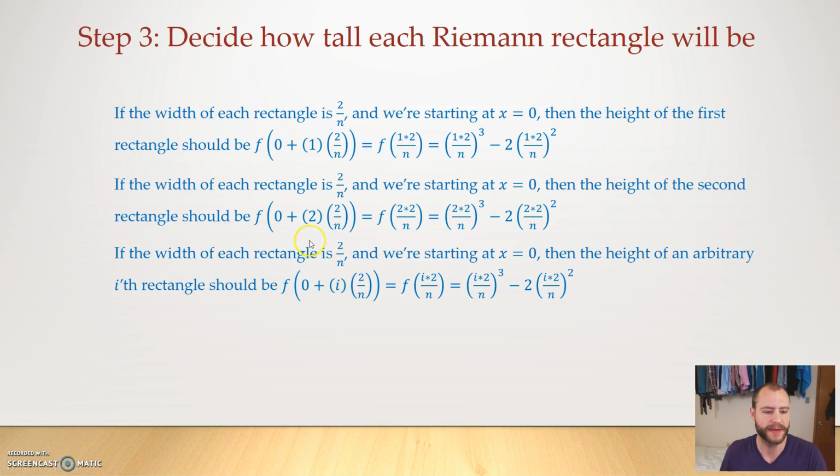If the width of each rectangle is 2 over n and we're starting at x equals 0, then the height of an arbitrary ith rectangle should be i copies of 2 over n. Right? The first rectangle was 1 copy of 2 over n. The second one was 2 copies of 2 over n. The ith one is i copies of 2 over n. We start at 0. You plug that into your function, you get this. That's the height of your ith rectangle.